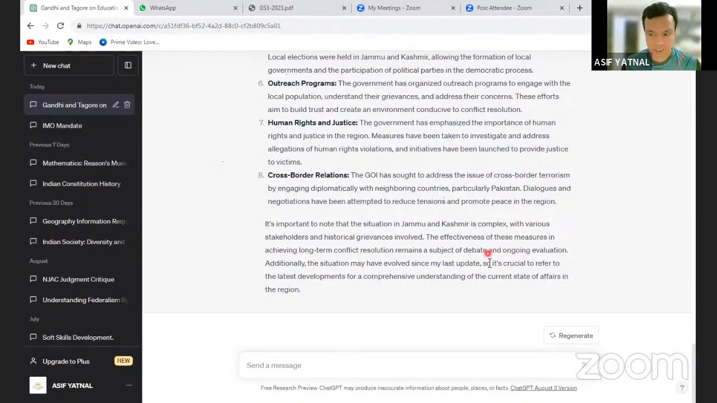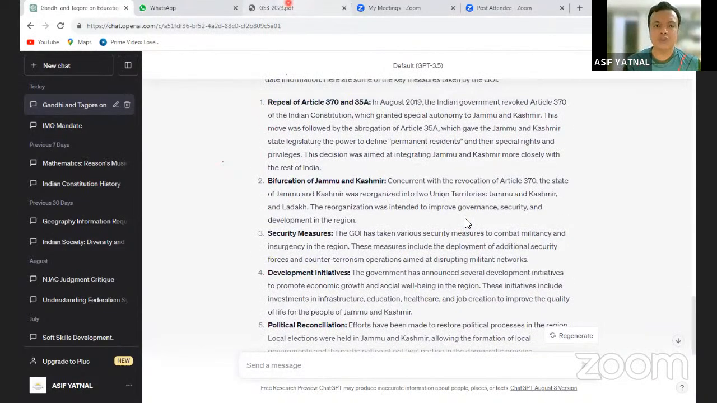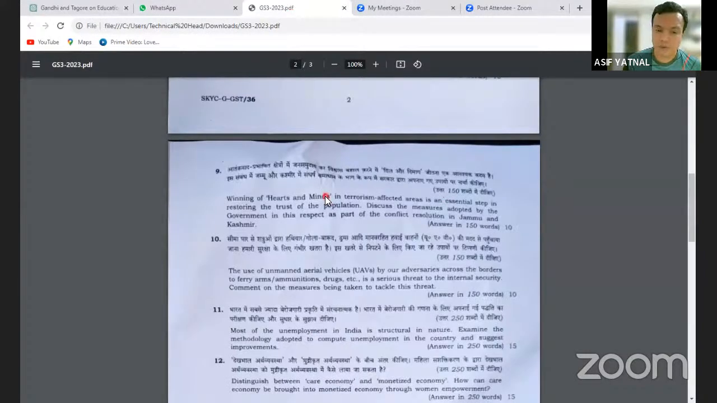तो लास्ट में आप जो कह रहे हो ना शाइन कि एज पर यू मतलब कुछ नहीं हुआ है, तो लास्ट पॉइंट में ये लिखा है, you can conclude in this way that the effectiveness of these measures in achieving long-term conflict resolution remains a subject of debate and ongoing evaluation. Additionally, the situation may have evolved since my last update, so it is crucial to refer to the latest developments for comprehensive understanding of the current state of affairs in the region. So that's what you need to conclude in this. Got it? So ऐसे आंसर आपको एग्जाम में लिखने होते हैं. Just need to use some presence of mind. Whatever you read in newspaper, वो आपको यहाँ पर ऐड करना होता है. Is it clear?